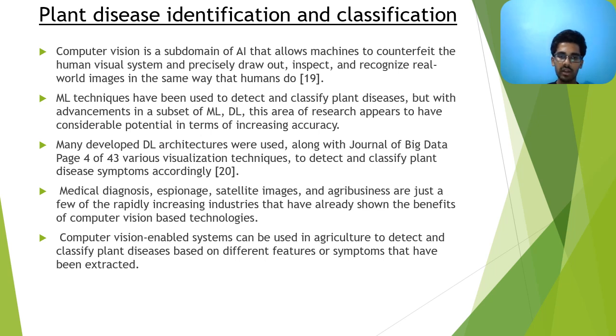Medical diagnosis, satellite imaging, and agribusiness are just a few of the rapidly increasing industries that have already shown the benefits of computer vision based techniques. Computer vision enabled systems can be used in agriculture to detect and classify plant disease based on different features or symptoms that have been extracted.